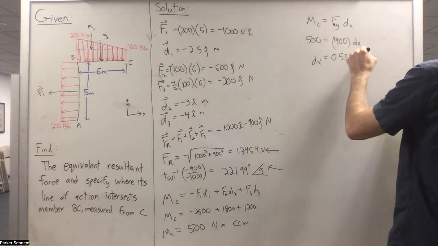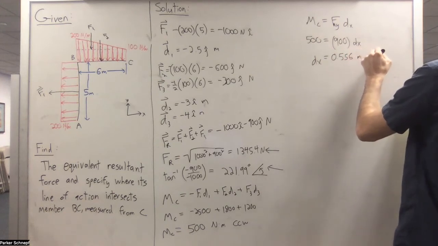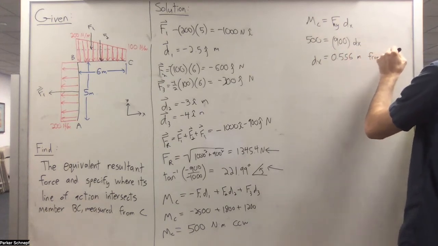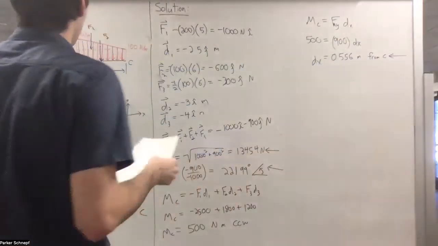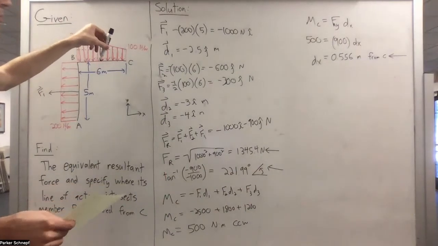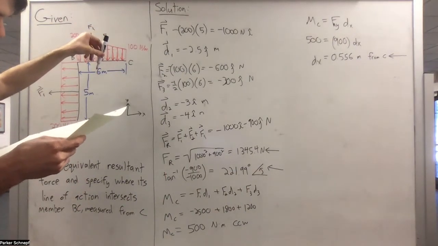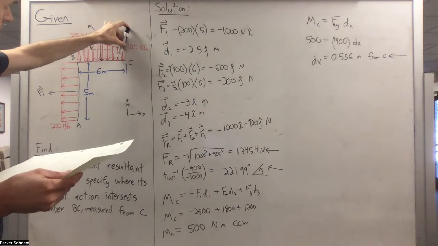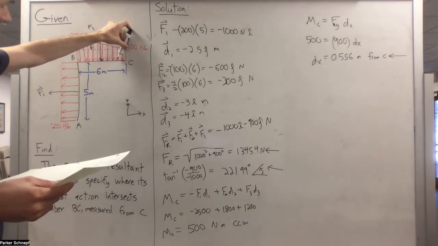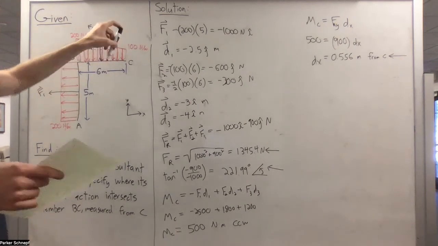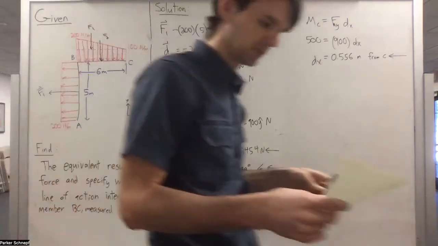And dx is going to be 0.556 meters from C. So if we place this force out here, we're going to get an equivalent system that will produce the same forces and the same moments.